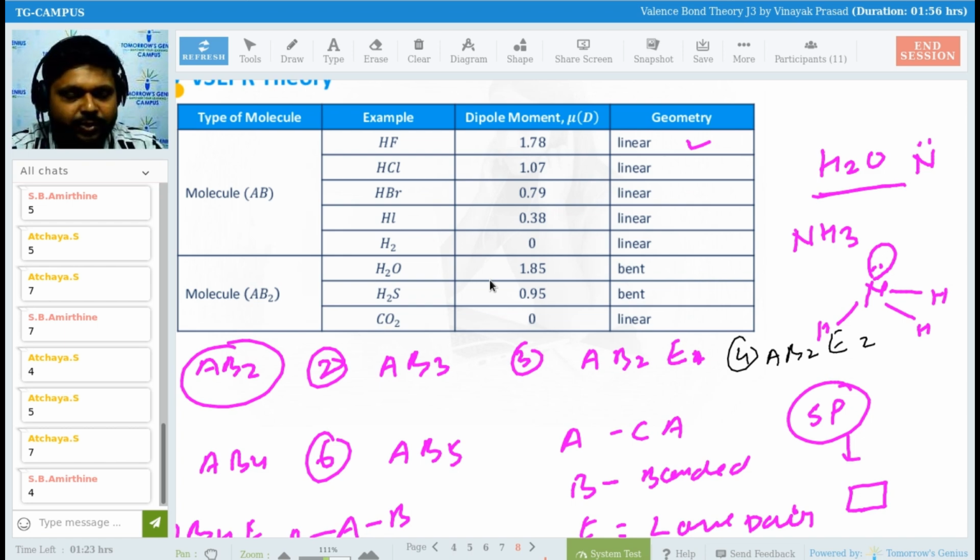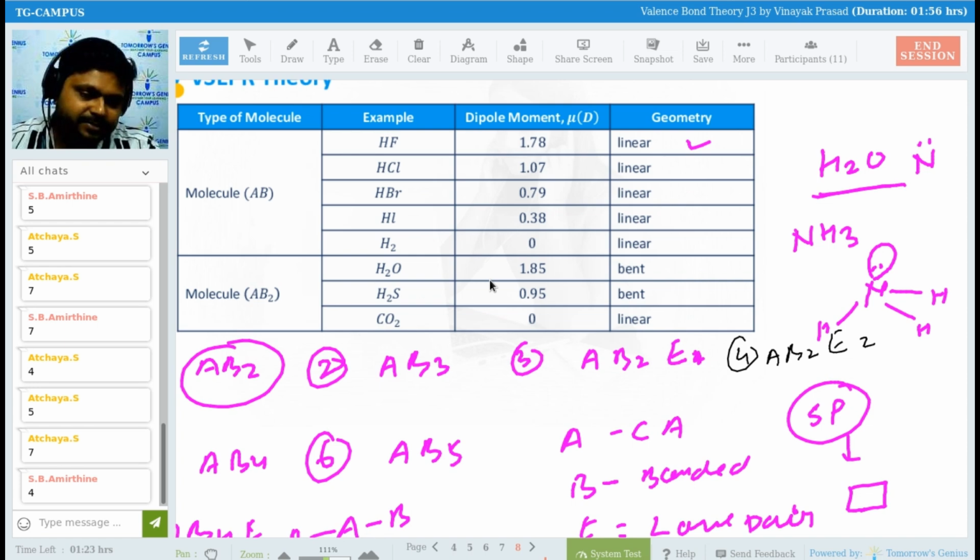Guys, what is the basic formula for hybridization? Total number of lone pairs plus total number of bonded atoms. Can you please tell me? No one is writing anything. Guys, what has happened to you? Who will tell me? Atachaya, please turn on your mic and tell me. How many lone pairs are there and how many bonded atoms are there?